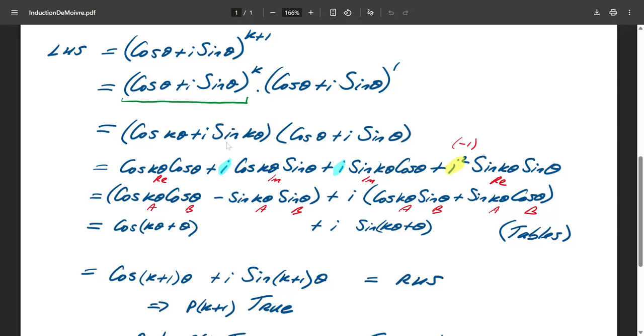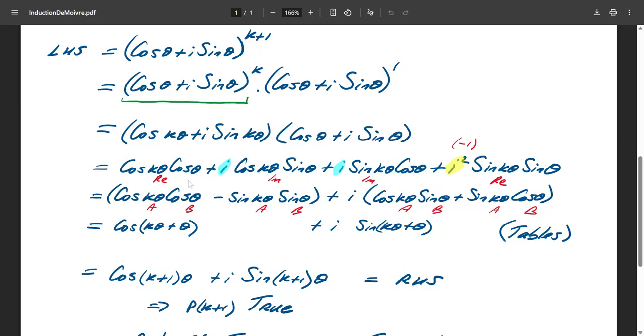Then it's this by this, again keeping the i in front, so it's sine k theta cos theta, and then it's this by this. Now that's i by i, which is i squared. And you've got sine k theta by sine theta. Of course, i squared is minus 1 in complex numbers.